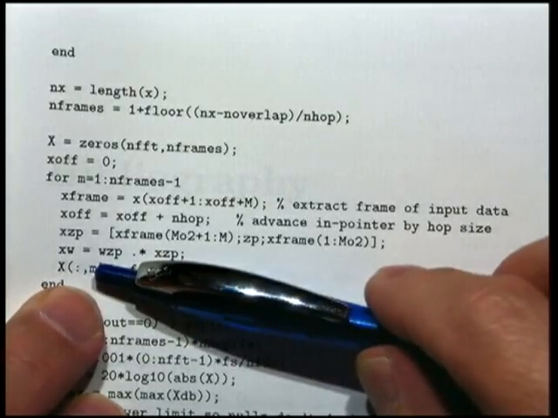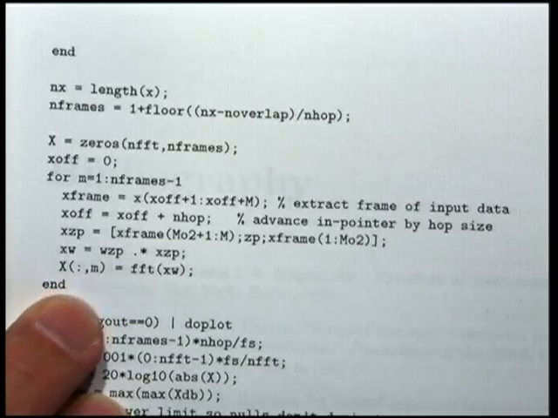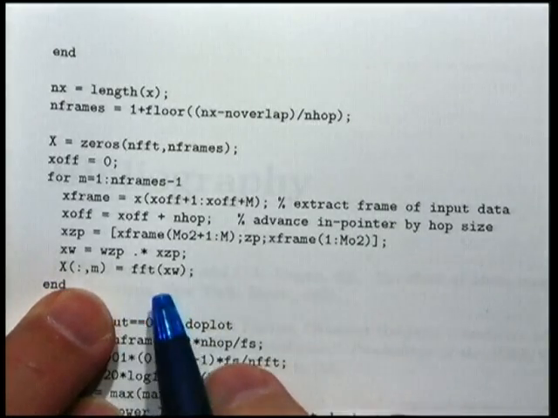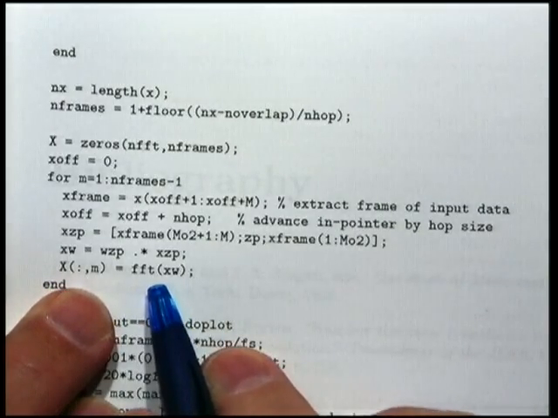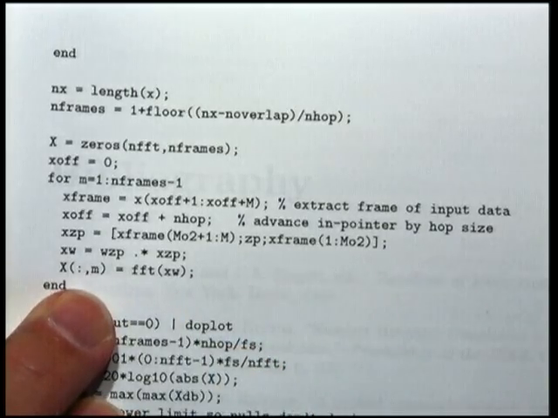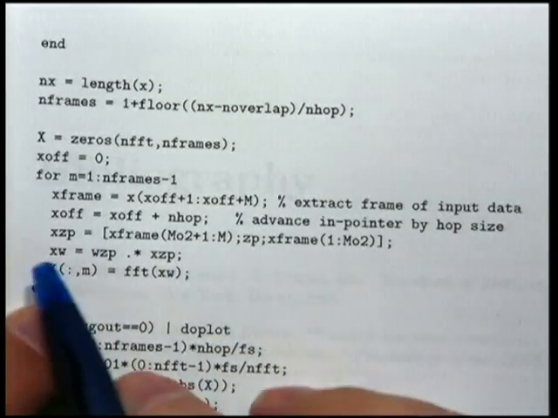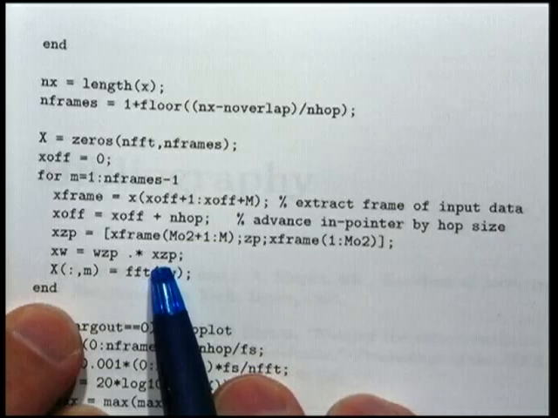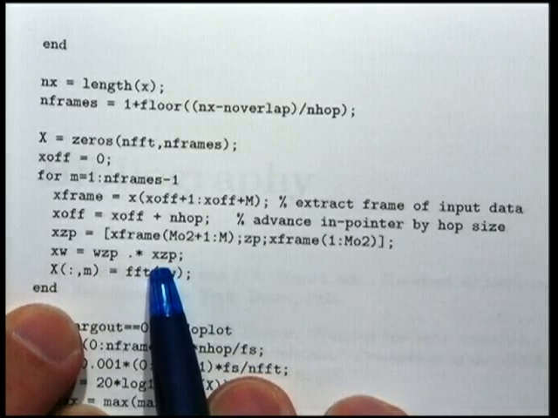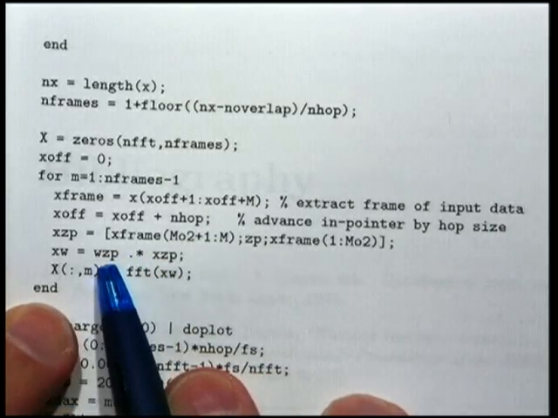So m is your column number, and the mth column is given by the FFT of the windowed signal. And the windowed signal is our zero padded signal, xzp, dot times the zero padded window.